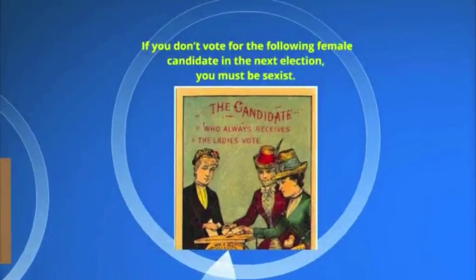For example, if you don't vote for the following female candidate in the next election, you must be sexist. Wait a minute. Isn't it possible that you can oppose this female candidate's views without being sexist? To really knock this logic on its side, perhaps you could even reference the female politicians that you support within your own political party. In this case, someone is convincing you that there are only two possible choices, and the only one worth choosing is, of course, theirs.